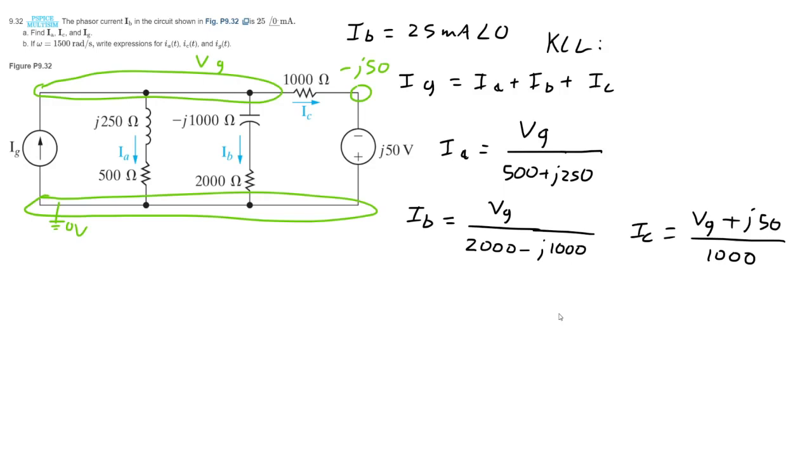So anyway, if we say that IA is VG, and so on.